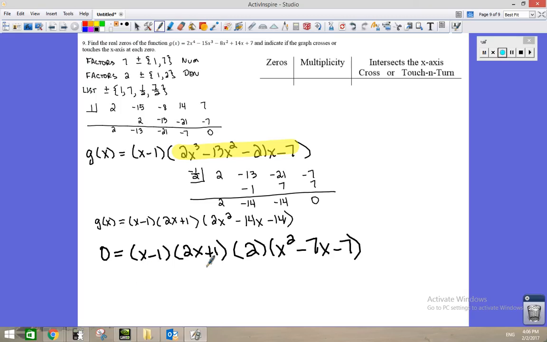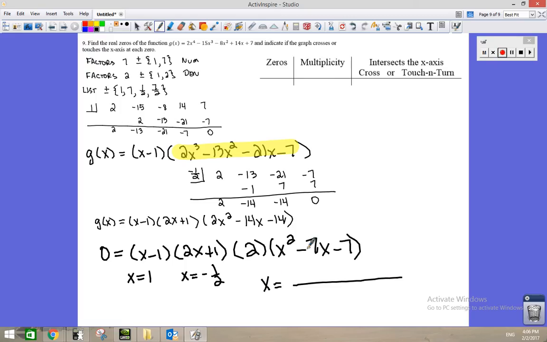Now, see, this guy gives me a 0 of 1. This guy gives me a 0 of negative 1/2. I knew that by looking up at the synthetic division. The 2 doesn't give me a 0, but this quadratic, I can't factor that. So I'm going to have to use the quadratic formula.